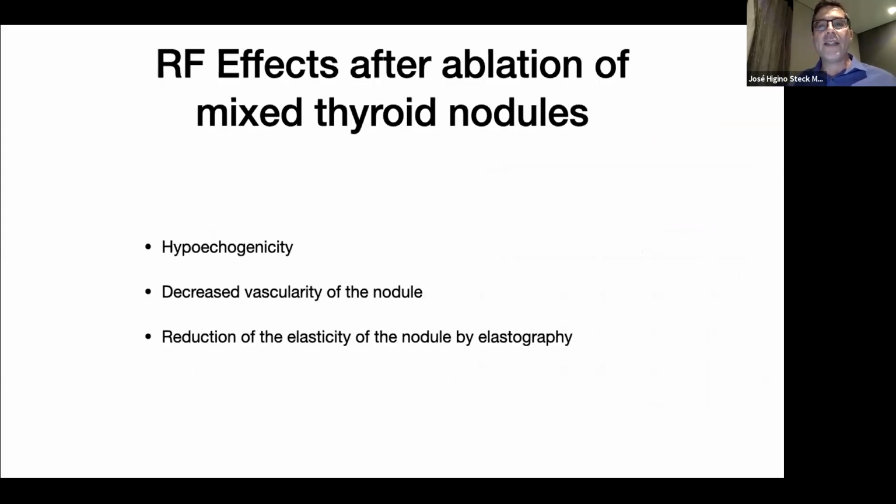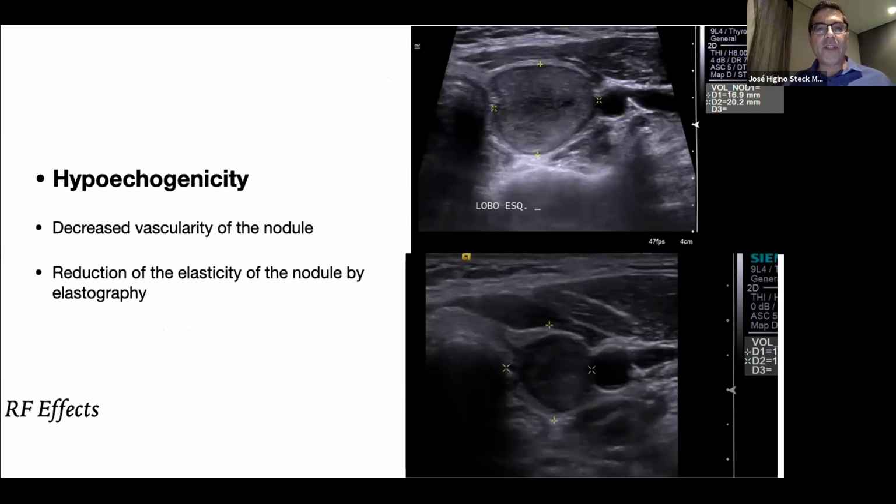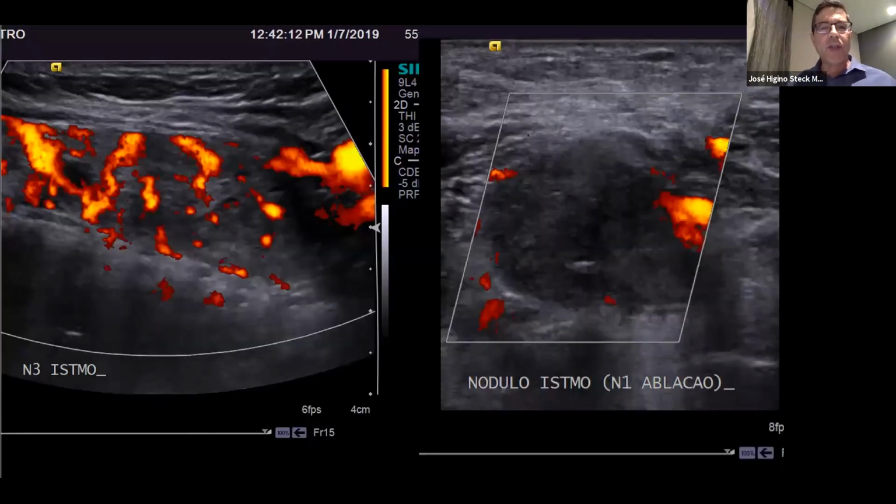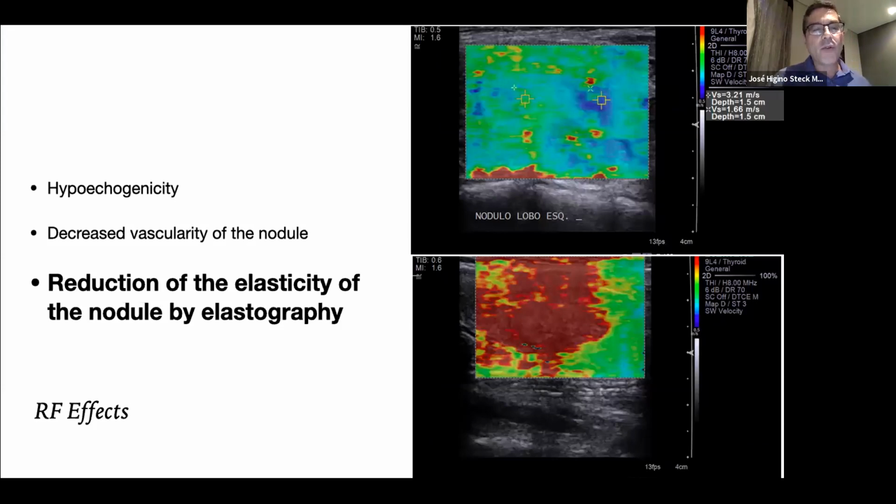And there are some effects you can see in the ultrasound to see that the ablation was good. One of the first is the hypoechogenicity that you can see here. The nodule after the ablation is more hypoechoic. And you can see a decrease of the vascularity of the nodule too. Here is before and here is after. This picture shows it better: after the ablation, almost no vascularization at all. And you can also see a reduction of the elasticity. The nodule became harder, and you can palpate it, or you can see it in the elastography if you perform it.